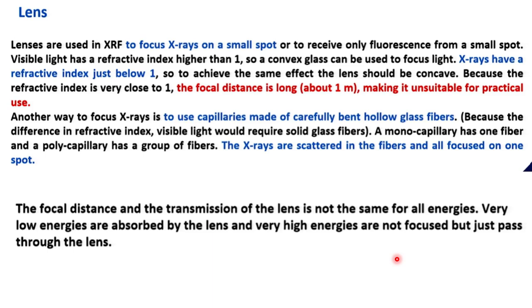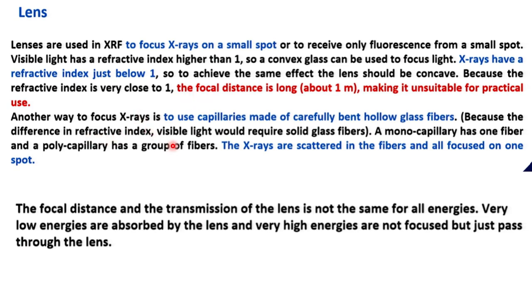Now, in terms of lens, actually lenses are used in X-ray to focus the X-ray on a crystal, but this is not like the glass type of convex lens, because the refractive index is already highlighted here to receive only fluorescence from a small spot. Visible light has a refractive index higher than 1, so a convex glass can be used to focus the light. But since X-ray have a refractive index just below 1, to achieve the same effect, the lens should be concave because the refractive index is very close to 1. And another thing is the focal distance is very long, that is 1 meter. So obviously it is not suitable for a practical purpose.